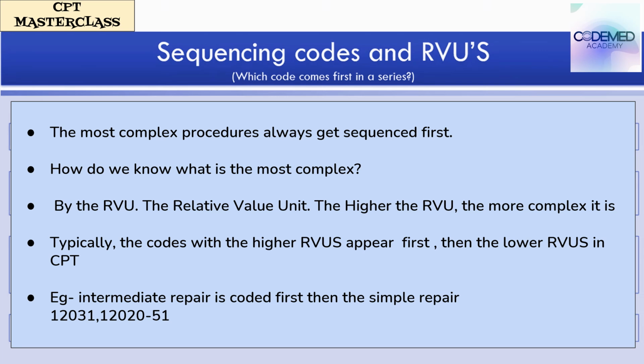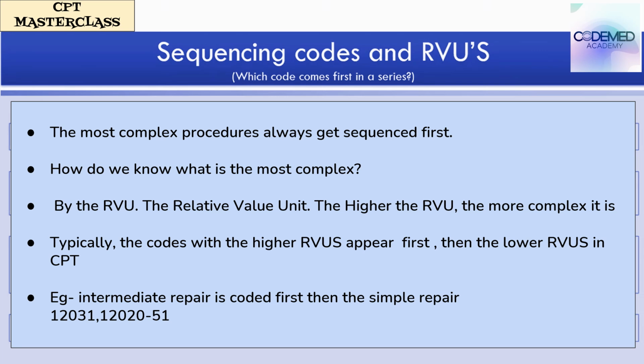So many a time you will see that for a given patient we end up writing many CPT codes. The way we end up writing many ICD codes, we end up writing many CPT codes. So whenever there are multiple CPT codes, how do we sequence them? There is a rule that the most complex procedure always gets sequenced first. How do we know what is the most complex? By the RVU. RVU stands for relative value unit. The higher the RVU, the more complex the procedure is.